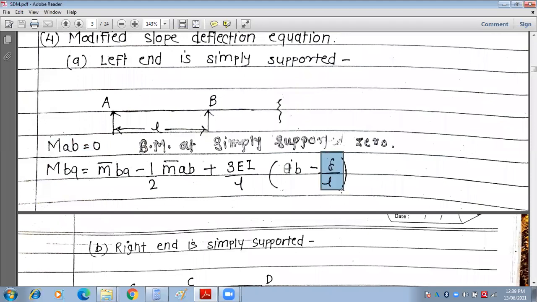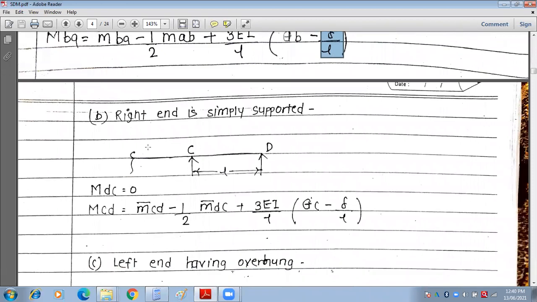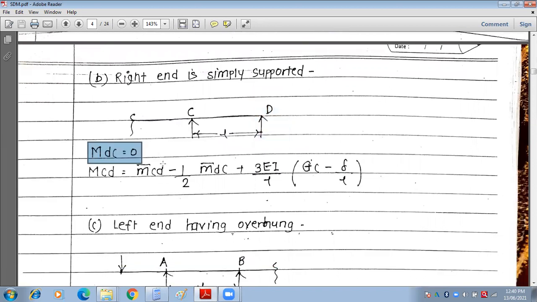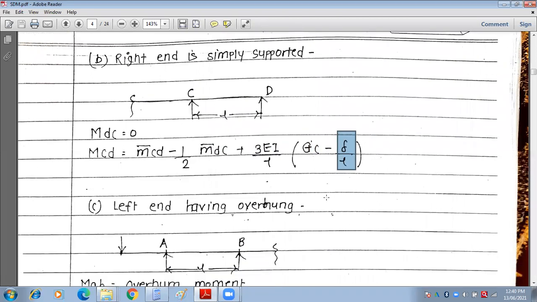Delta upon L term is applicable when the sinking is provided. Otherwise this term will be 0. For the right hand side or right end simply supported, moment DC is 0. For the CD moment, fixed end moment CD minus 1 half fixed end moment of DC plus 3 EI upon L into bracket theta C minus delta upon L. Again here delta upon L is 0 if the sinking of support is not provided.